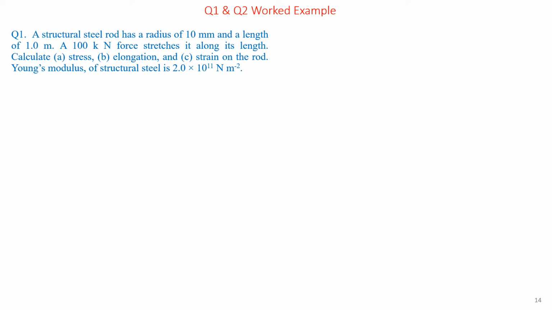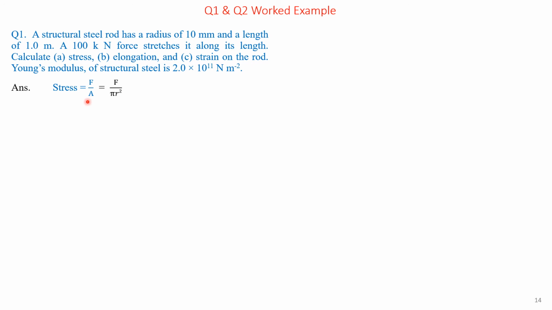Question number 1. A structural steel rod has a radius of 10 mm and a length of 1 meter. A 100 kN force stretches it along its length. Calculate the stress, elongation and strain on the rod. Young's modulus of structural steel is assumed as 2.0 × 10^11 newtons per meter square.